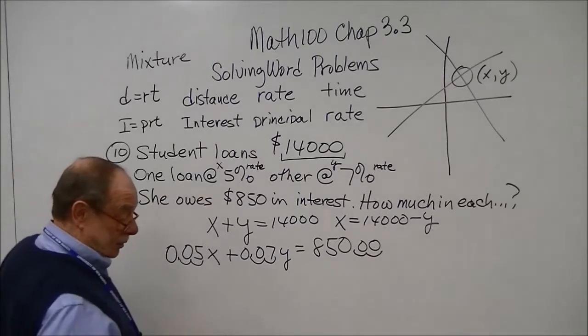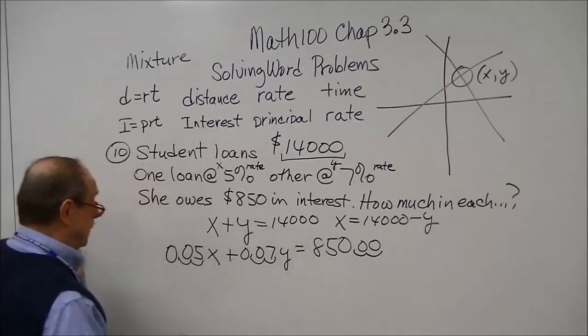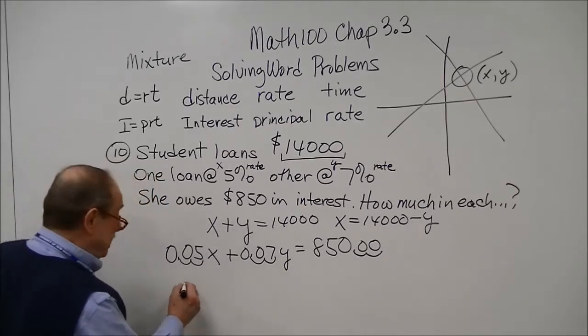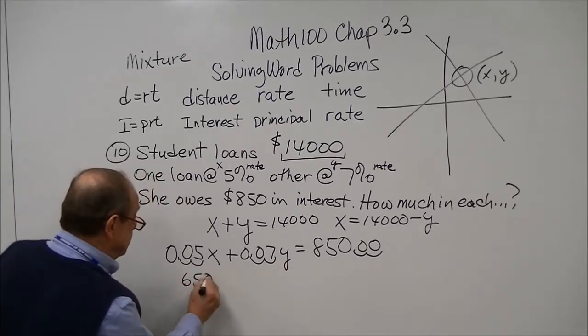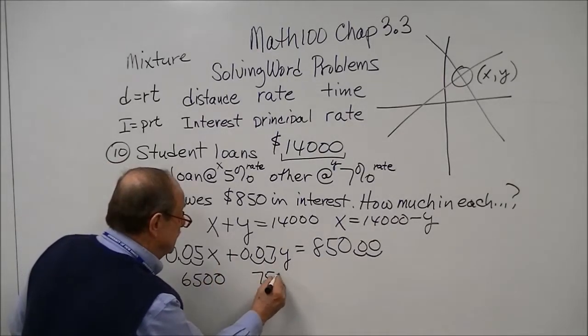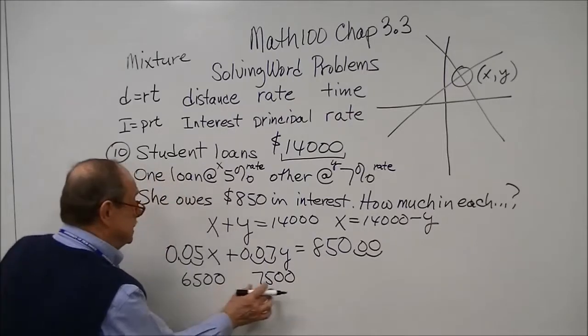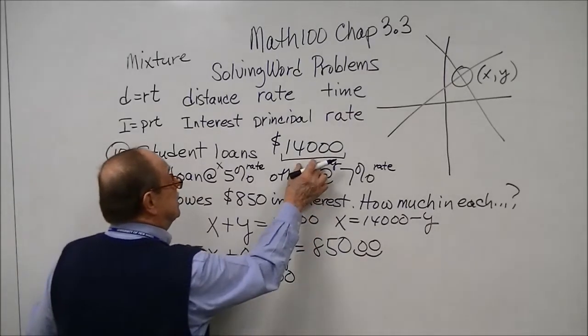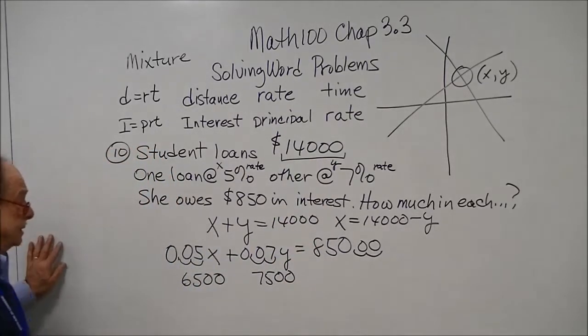And when you work it all through and you get the answer, the 5% is going to be 6,500. And at the 7%, it's 7,500. And these add up to 14,000.